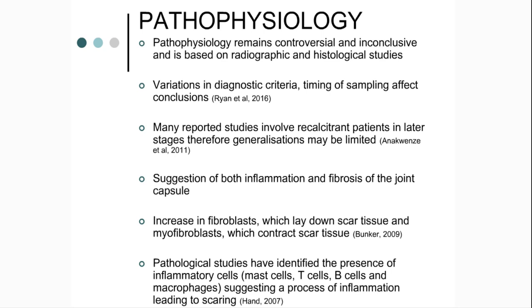Certainly there is a suggestion of both inflammation and fibrosis of the joint capsule with an increase in fibroblasts, which in turn contract and form scar tissue. Pathological studies have identified the presence of inflammatory cells as well, and that's more in the early stage. So the suggestion is that it's the process of inflammation that proceeds on to scarring. We have to keep all this in mind in terms of diagnosis and treatment, as I'll outline a little later.